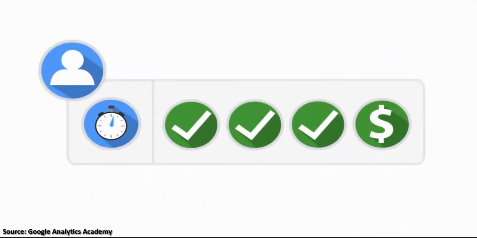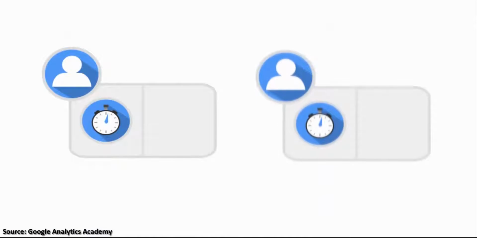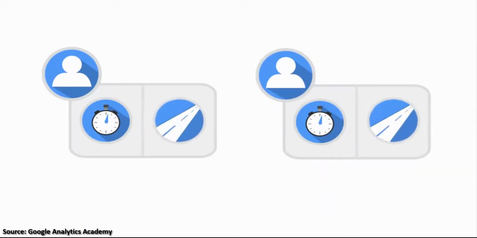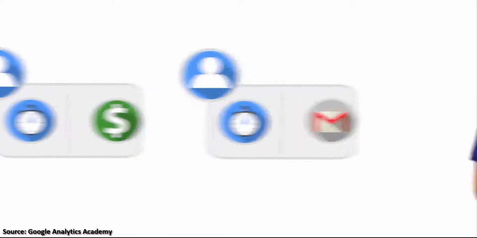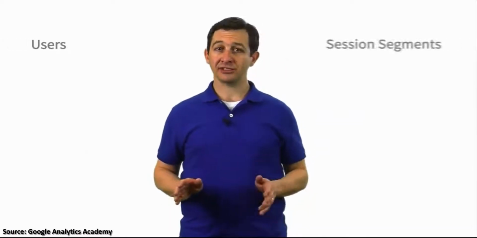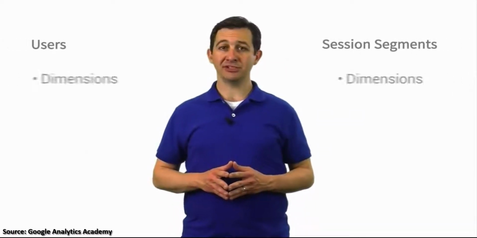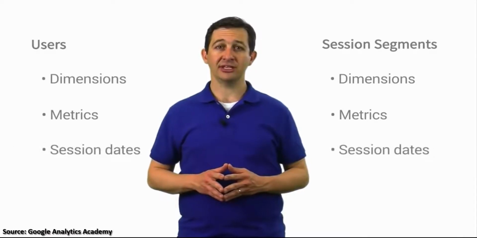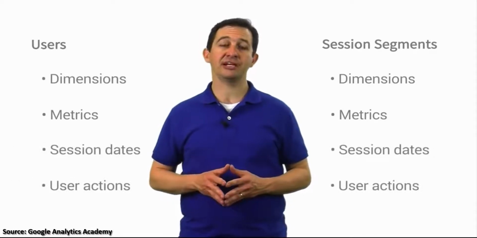When segmenting sessions, however, the data is confined to user behavior within a single session, such as the goals that users completed during the session or the amount of revenue generated by a user during the session. For example, you could segment sessions based on their traffic source, like sessions that originated from paid search, and compare that to sessions originating from email campaigns. Both user and session segments can be built using dimensions, metrics, session dates, and even sequences of user actions.